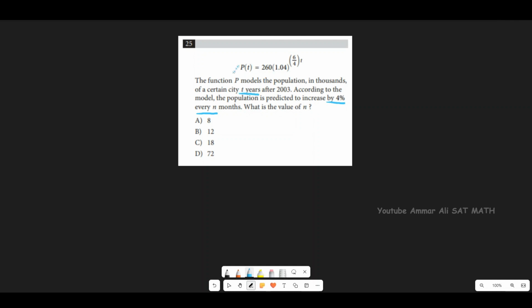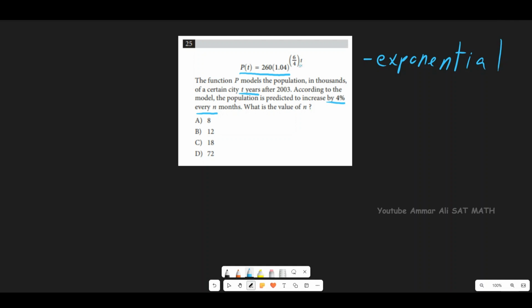So this question is quite tricky if you don't know where to start and what to solve, right? Because they don't give us a lot of information. They just describe this function. But what exactly is this function? This function is an exponential function, right? And they're telling us that the population is increasing by 4% every n months, right? They tell us every n months, but we are given t in terms of years, right?